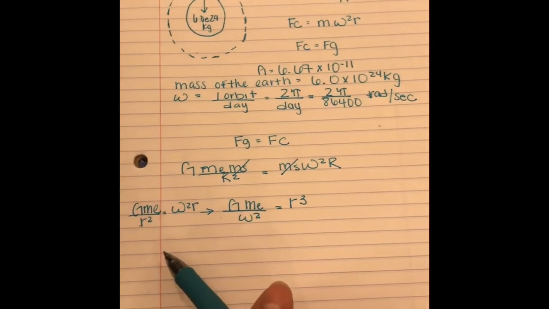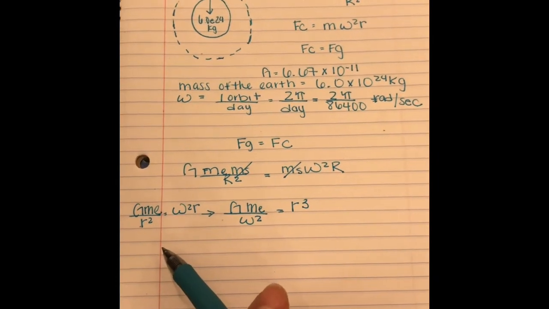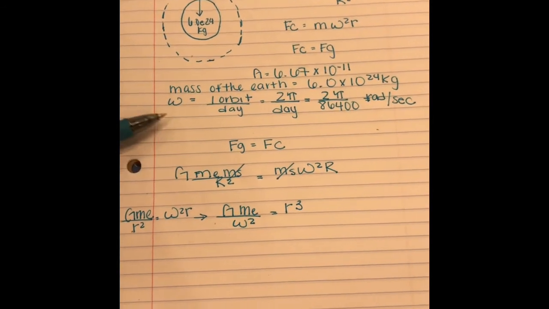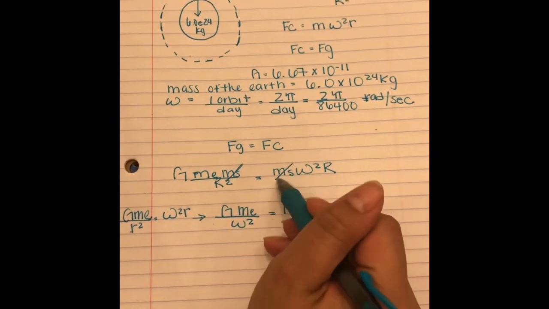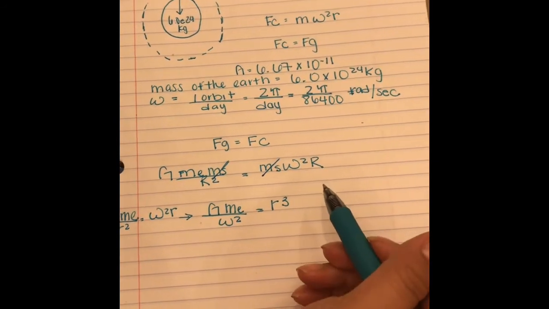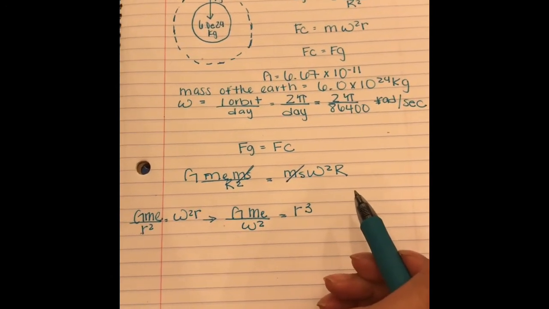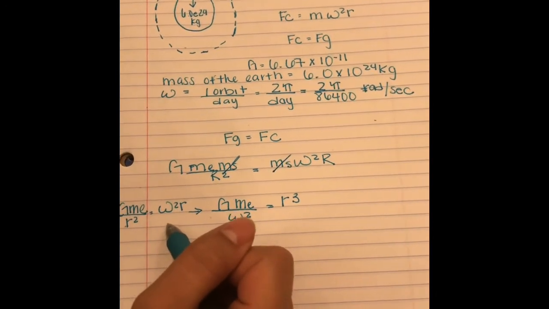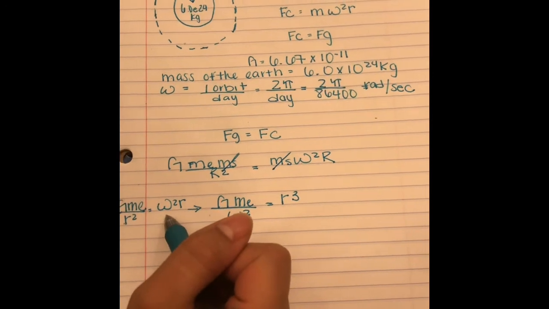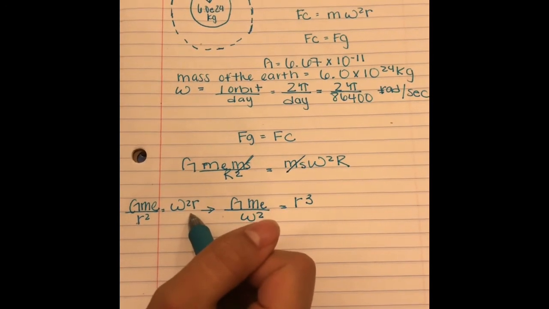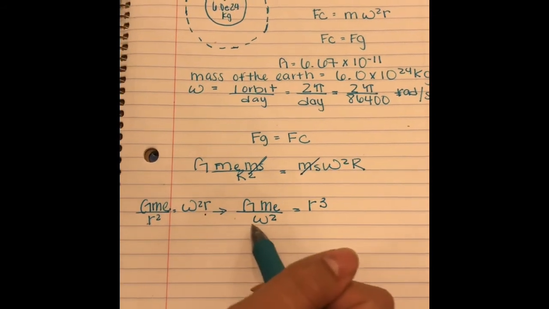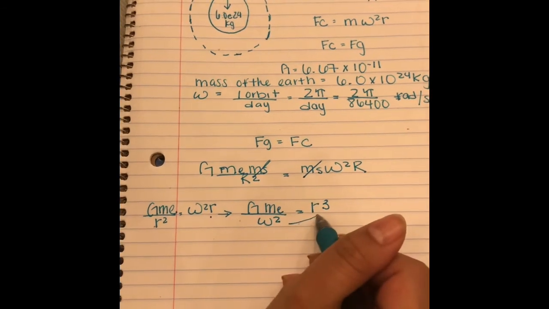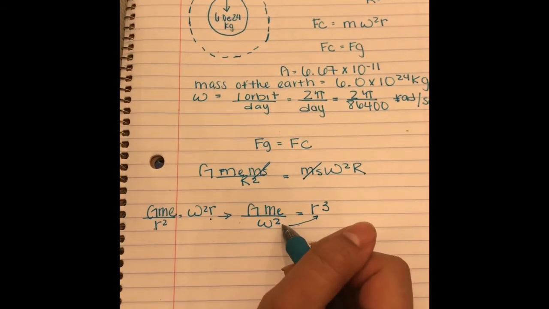As stated above, the force of gravity is equal to the centripetal force. And since the mass of the satellite is on both sides of the equation, it's going to cancel out, which ends up with the gravitational constant times the mass of the Earth over the radius squared equal to omega squared times the radius. Then you multiply radius squared over to the other side and divide by omega squared, which leads you to this next equation.